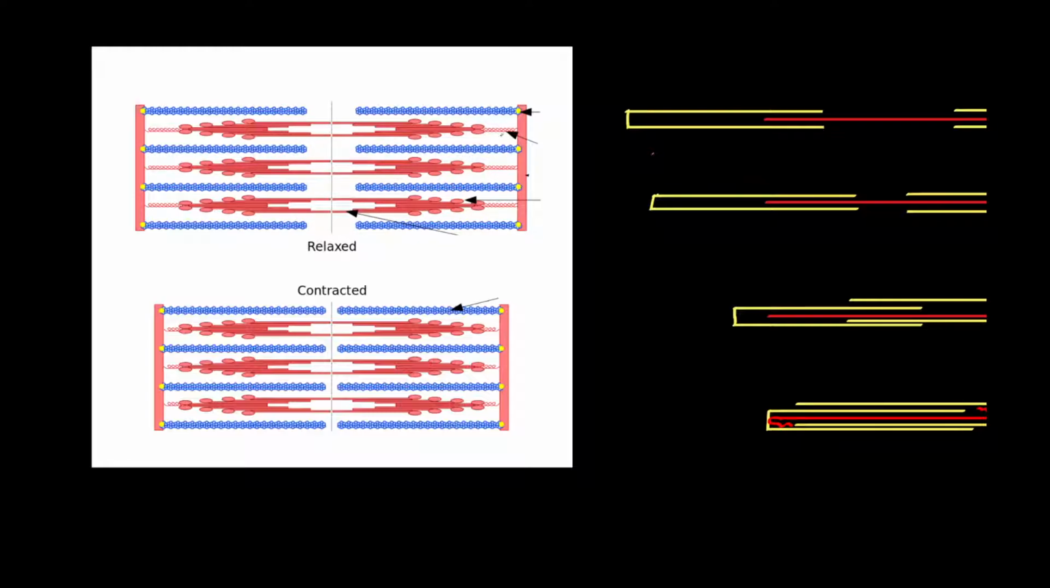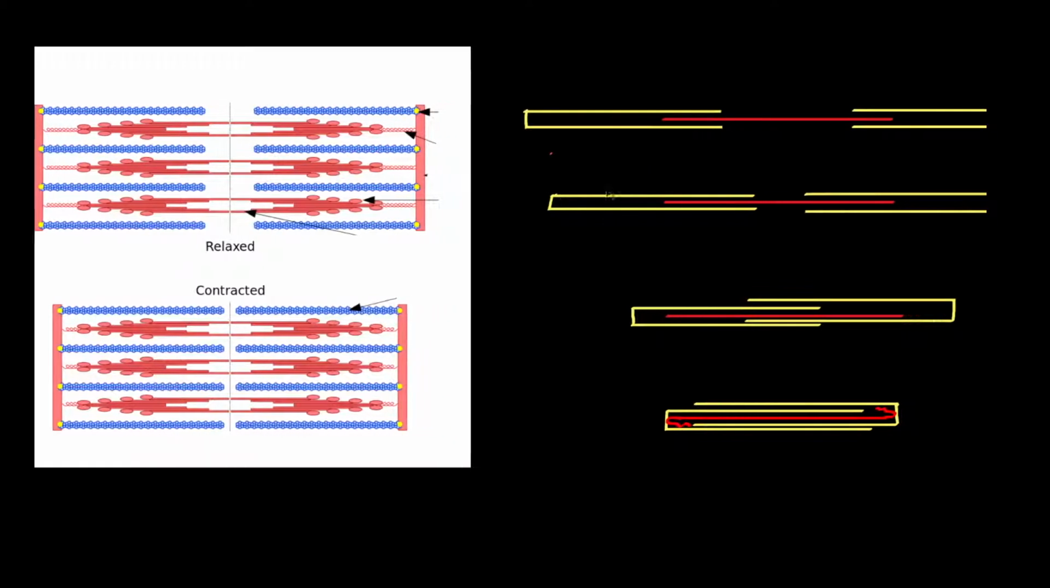And another is titin, which is these spring-like things on the end, which you can think about as keeping the myosin centered inside the sarcomere. And the idea is that when a muscle extends or contracts, what's happening is that the actin filaments, these parts, are sliding relative to the myosin, which does not change its length.